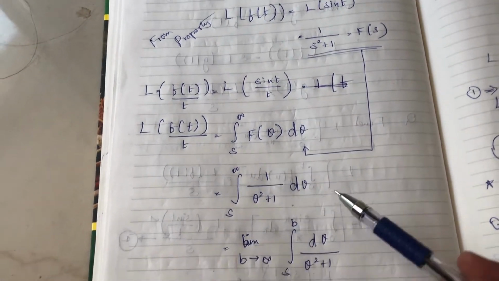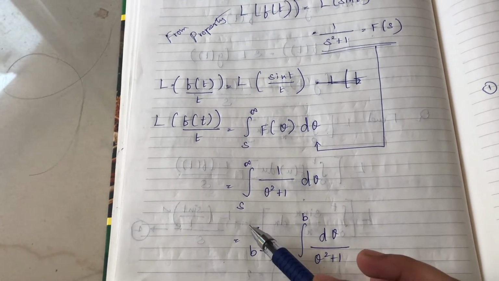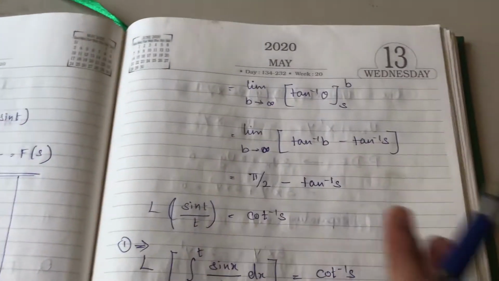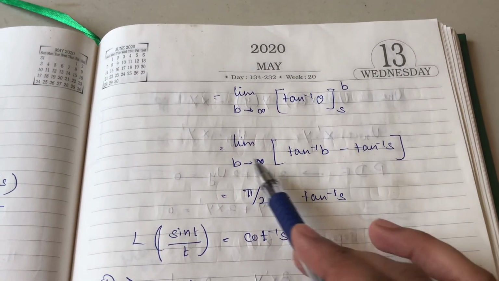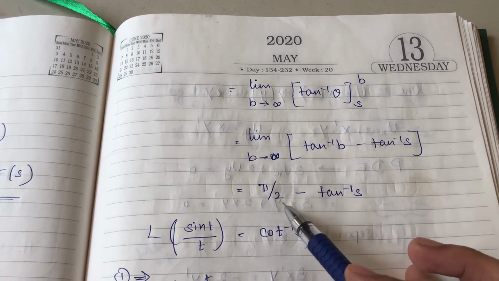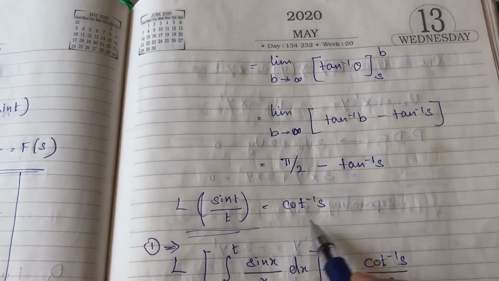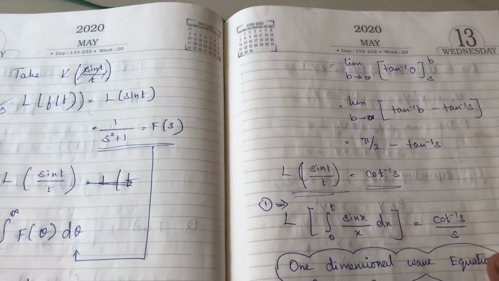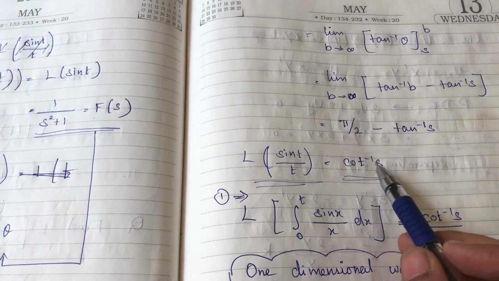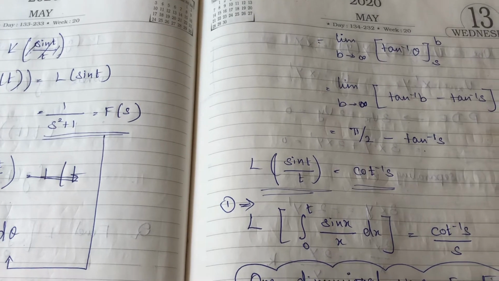Okay, so I'm just writing this term. After integrating it, I'm just writing this infinity as b. So limit b to infinity. So this term is what? Tan inverse of theta, so tan inverse of theta from s to b. So tan inverse of infinity is what? Pi by 2. So we have got this term. So L of sin t by t will be equal to cot inverse of s, because pi by 2 minus tan inverse of s will be equal to cot inverse of s.